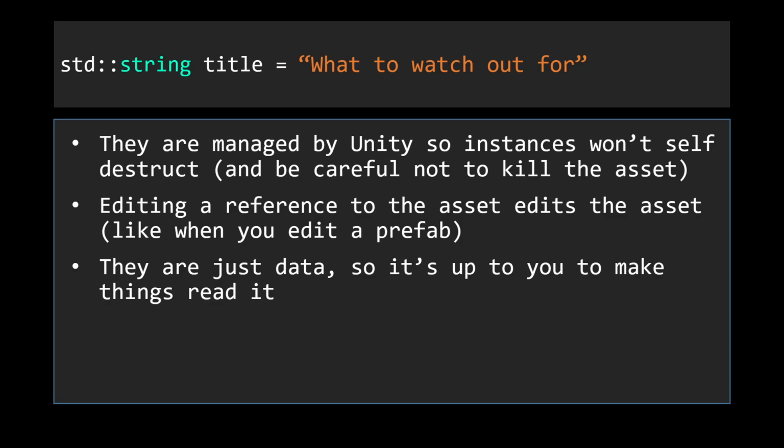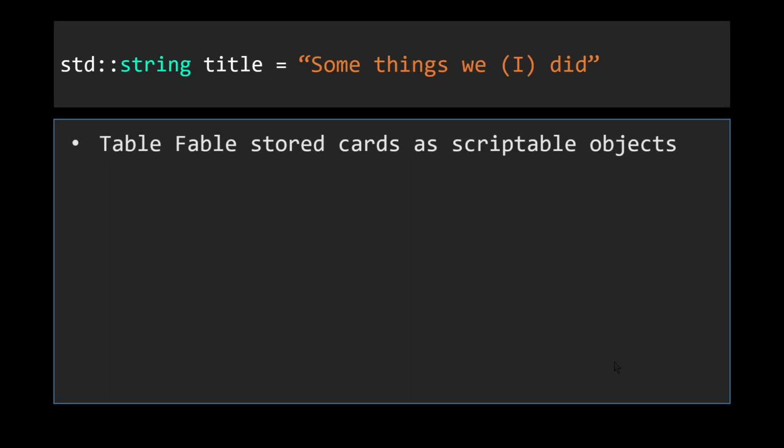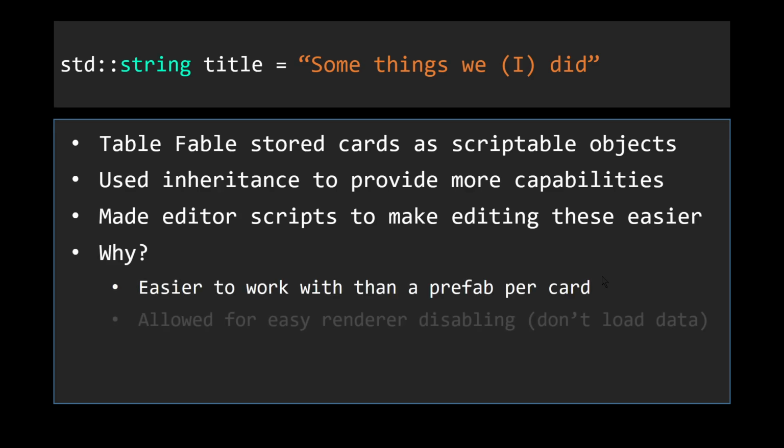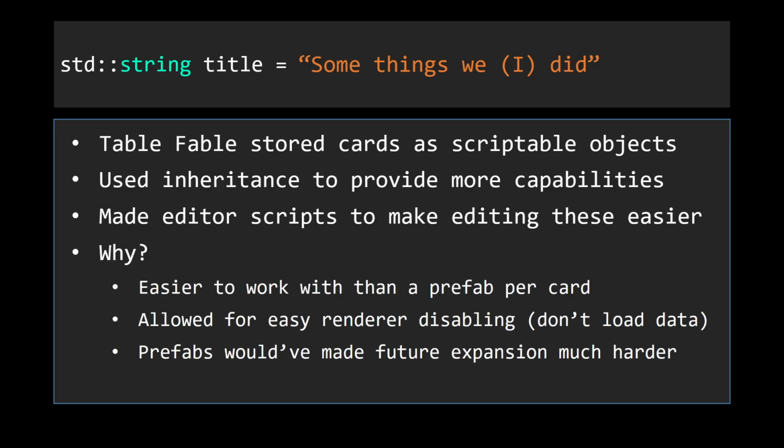Again, I have an example. And to show that example, I'm going to talk about it. So, I've talked about this project many times because I threw in all sorts of cool concepts in it, so I'm going to use it again. Table Fable, the game I made. It stored all the cards as scriptable objects. You might have seen it when we talked about editor scripts, but let's talk about the actual scriptable object part now. I used inheritance to provide more capabilities. We had the base card class as a scriptable object, and all the children.